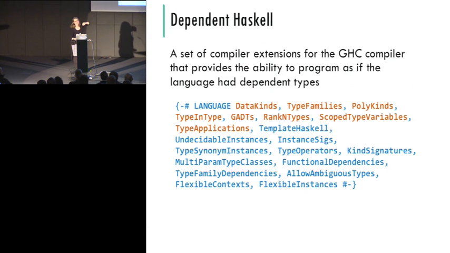Now, in the Glasgow Haskell compiler, language extensions must be enabled. They're not there by default. And for me, if you add some set of extensions like that, that enables dependently typed programming in Haskell.